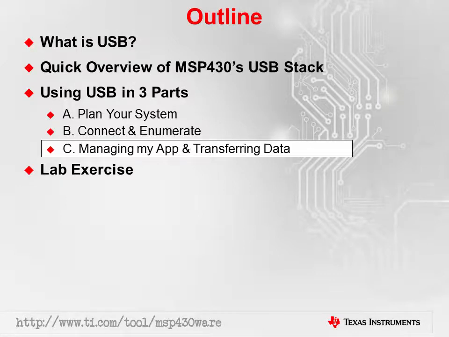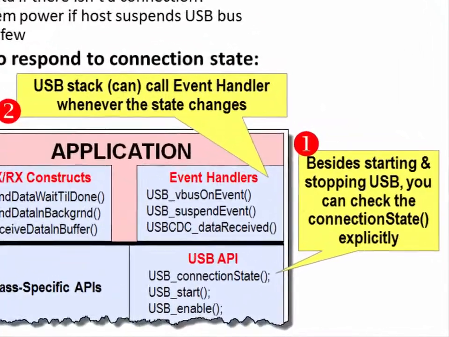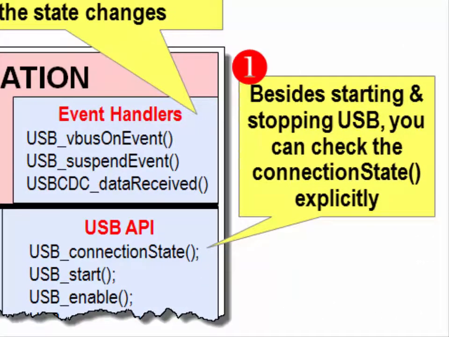Once you've configured your application via the descriptor tool, there's 3 ways you can write your code to interact with the USB port. We'll look at each of these over the next 3 slides. To get us started, we're going to look at the USB connection state function listed under the USB_API part of the stack. This is pointed to by number 1 on this slide.